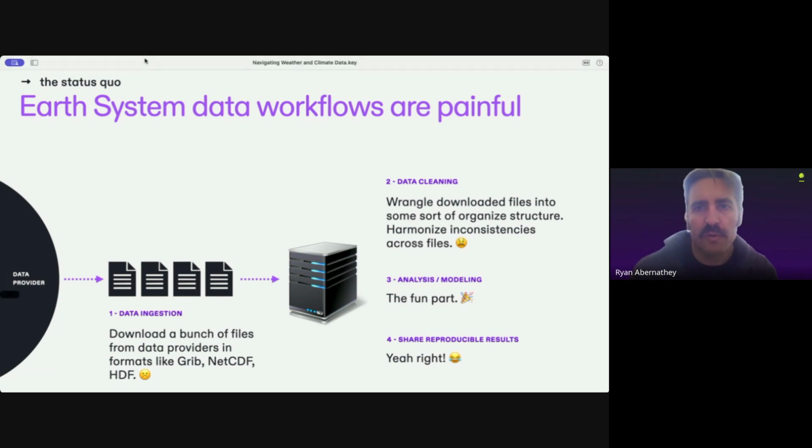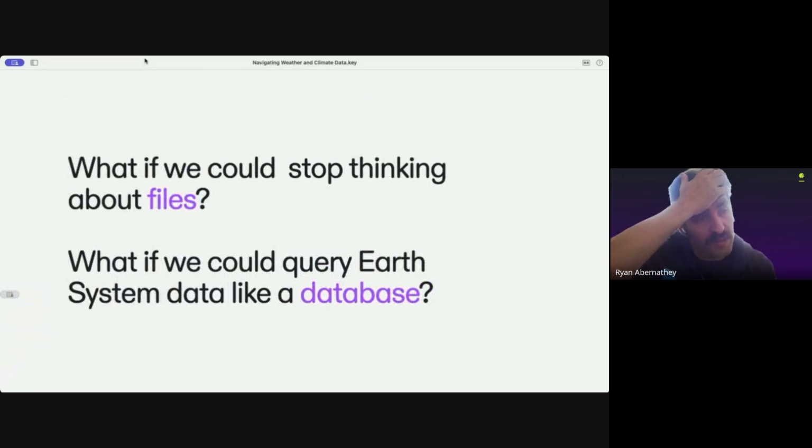Our vision at Earthmover is to move towards a world where we can stop thinking about data files and simply query Earth system data as if it were a database. By database, I mean a data management system where we don't have to think explicitly about downloading data and data files and all of the nitty-gritty details about how the data are stored, and we can just focus on our high-level task and data query.